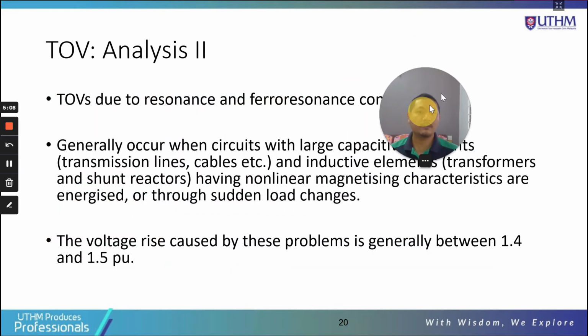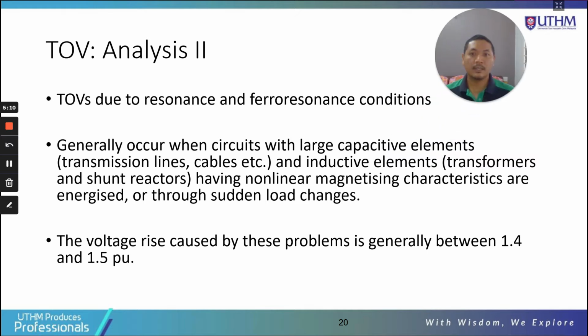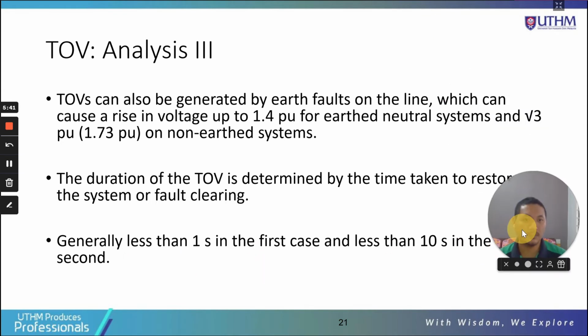Resonance and ferroresonance conditions also occur, for example, when large capacitive elements and inductive elements having non-linear magnetizing characteristics are energized or through sudden load changes. So these are examples of phenomena that can cause temporary overvoltages. The voltage rise caused by these problems is generally between 1.4 and 1.5 per unit of the system voltage.